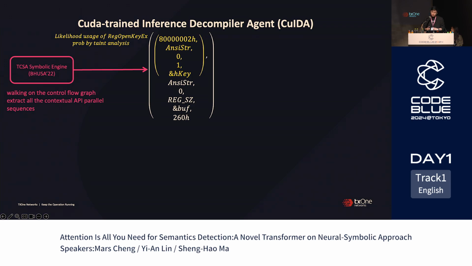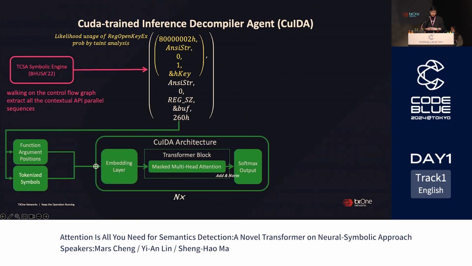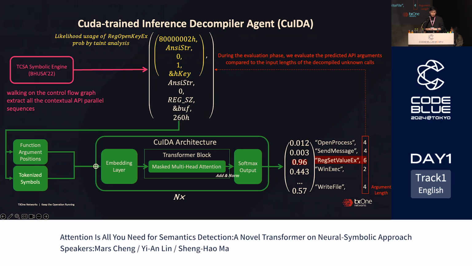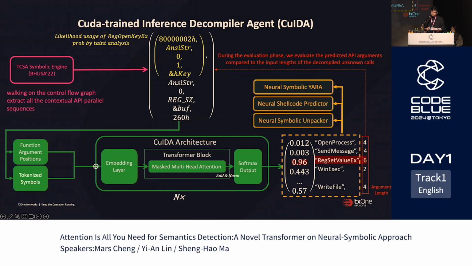Through our research in 2022, we utilized taint analysis to identify unknown APIs by considering the function argument precisions and tokenized symbols required for pre-operation. After processing through the trained model, we can calculate and obtain the possible API names. The output is then applied to our three tools, designed specifically for the blue team's practical analysis needs, and has proven to be helpful for real-world applications.